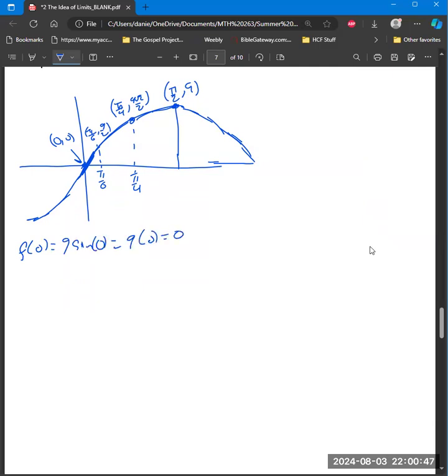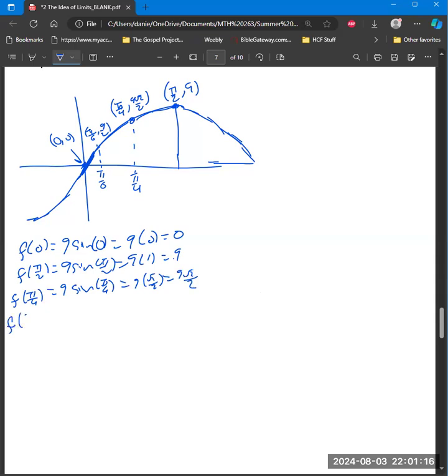We'll be using that every single time. F of pi over 2 is 9 times sine of pi over 2, which is 9 times 1, which is 9. That's where I got that from. F of pi over 4 is 9 times sine of pi over 4, which is 9 times square root of 2 over 2, which is 9 root 2 over 2. And f of pi over 6 is 9 times sine of pi over 6, which is 9 times 1/2, which is 9 halves. That's where I got all those numbers from.